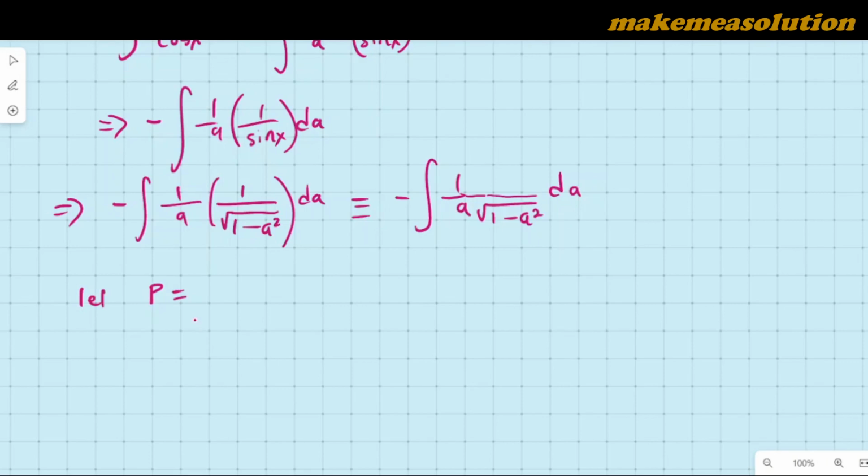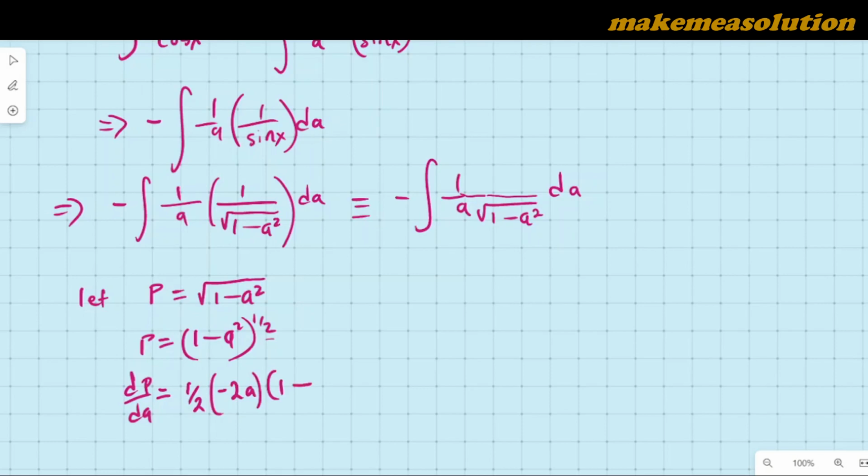Let p be the square root of 1 minus a squared. We're going to integrate this by substitution. So what happens when we differentiate p? This is the same thing as 1 minus a squared raised to the power of 1 over 2. We differentiate p with respect to a. So dp da is equal to, first of all, you bring 1 over 2 down, then you differentiate what is in the bracket with respect to a. It will give me minus 2a.